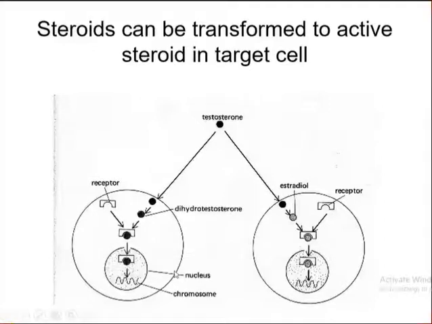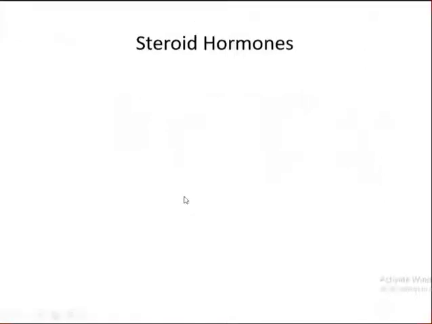Okay, this is the active form now. How testosterone can be changed into estradiol. You can see testosterone can be changed into dihydrotestosterone. Very important. Okay, so in male and female, all will synthesize testosterone first, and only then estrogen.